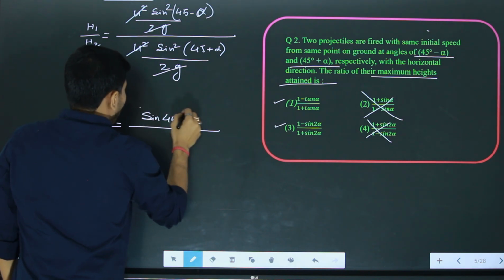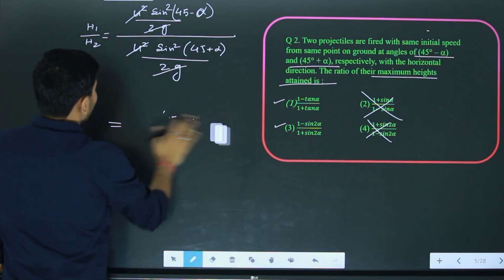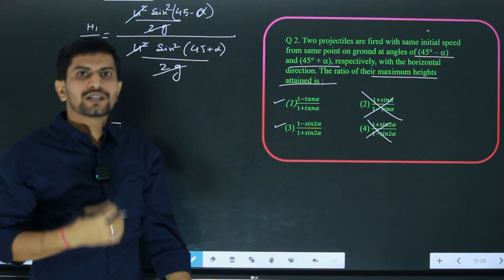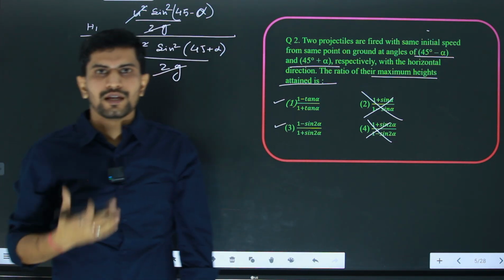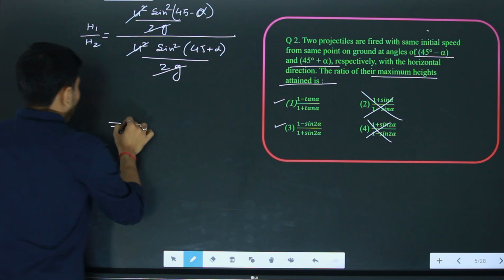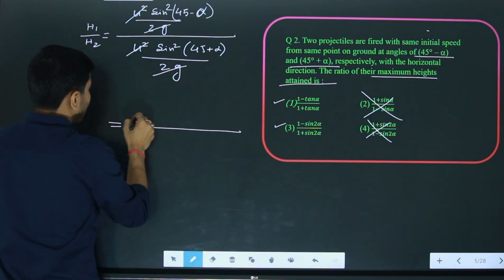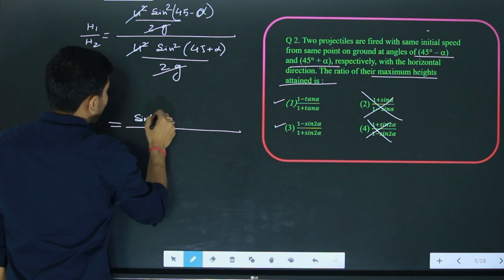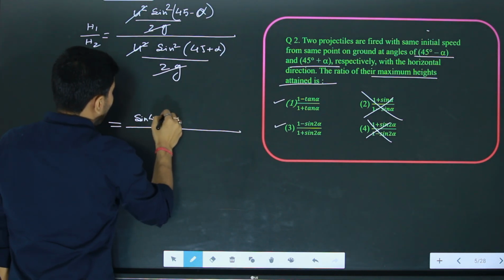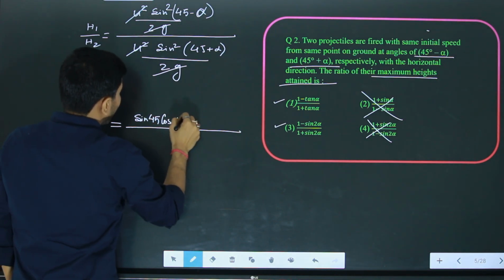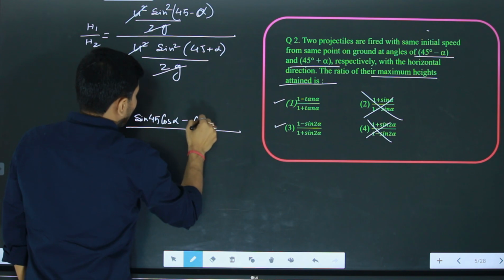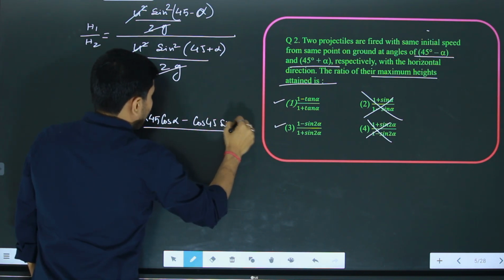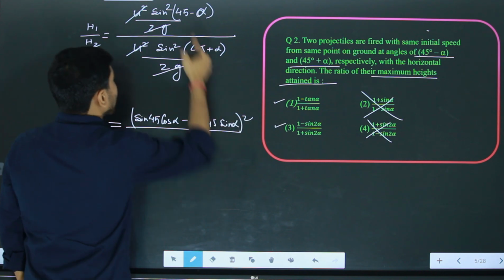What we will do is expand this sine square of (45 minus alpha) with the help of the formula for sine a plus b and sine a minus b. If we do so, this will be sine of (a minus b), right? So sine a cos b minus cos a sine b, and then we have a square.